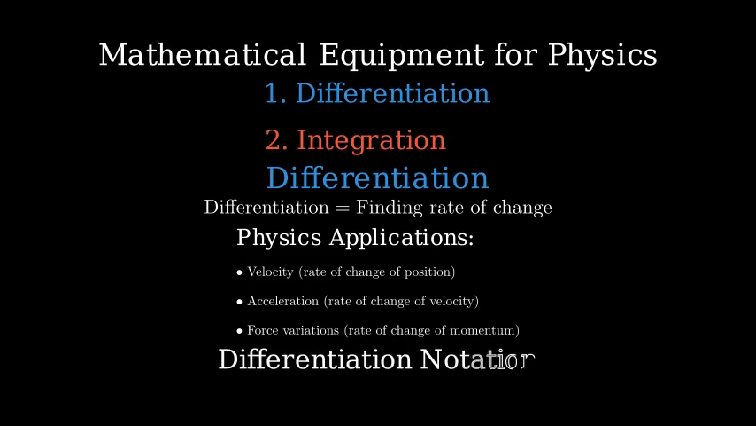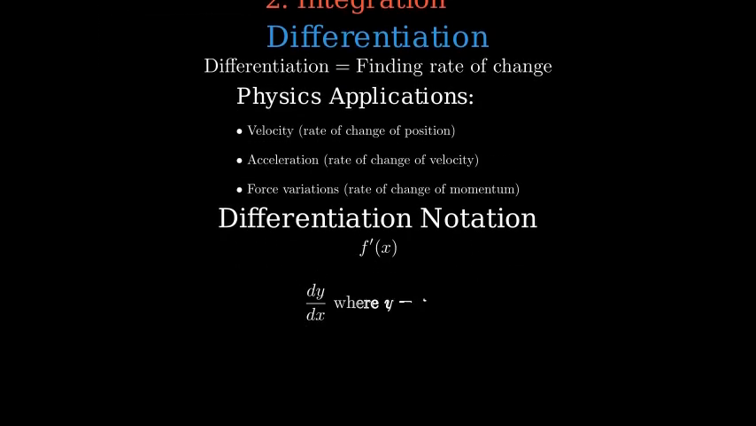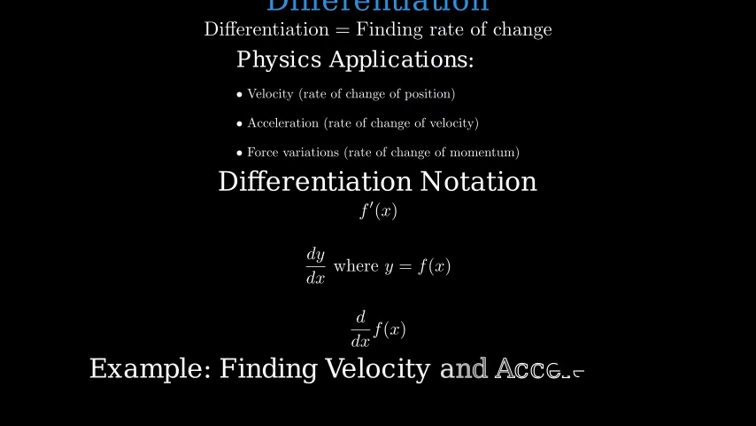Differentiation has various notations. If we call our function f of x, then f prime of x, written as f prime x, represents the derivative. We can also write it as dy over dx if y equals f of x, or as d over dx of f of x. All these notations represent the same concept, the rate at which f of x changes with respect to x. Let's look at a physics example.